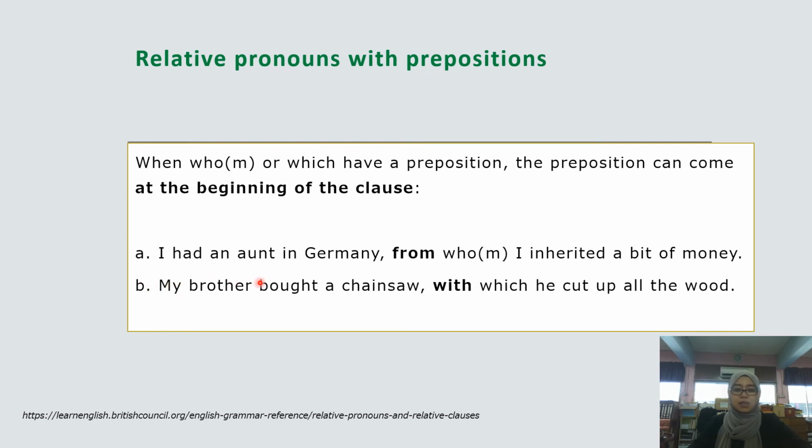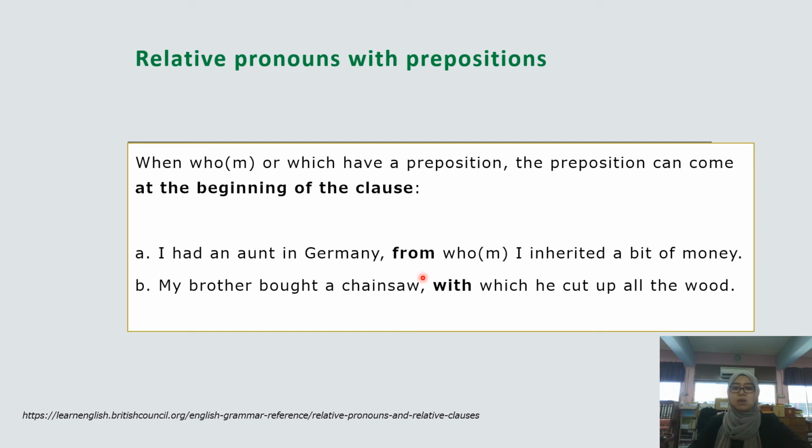I had an aunt in Germany. From, so from is the preposition, and then who or whom is the relative pronoun. From whom I inherited a bit of money. So you see here the word from is the preposition. It appears at the beginning of the clause.